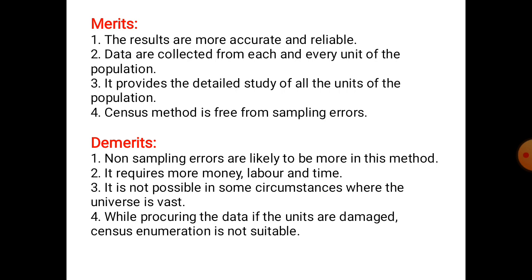For example, while marking male and female, if you are female, but by mistake they have marked you wrongly as male, then that error is called a non-sampling error. Next, biased survey questions or biased decision making or non-responses, false informations, all these are examples of non-sampling errors. So such errors are more likely to occur in the census enumeration method.